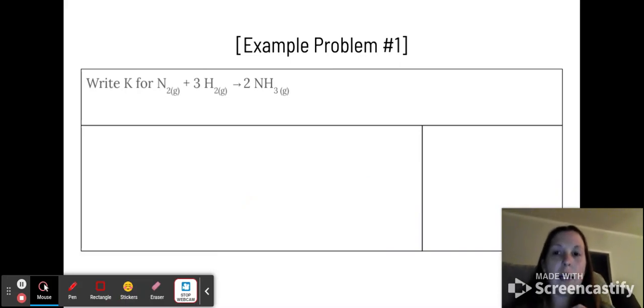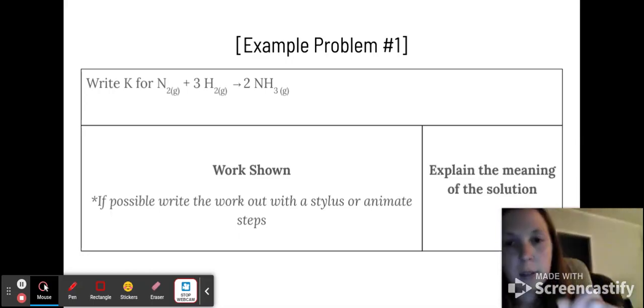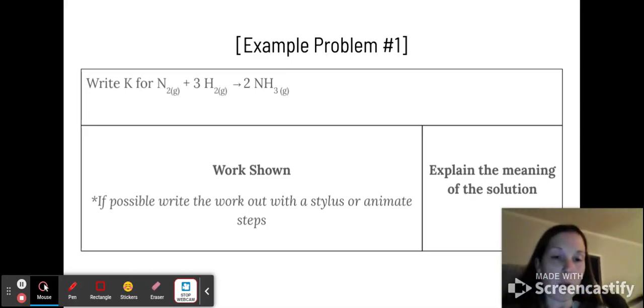So we need to write K for N2 gas plus 3H2 gas yields 2NH3 gas. Sorry, I don't know why I didn't put those on there. So I'm just going to write over this because I know I was going to write it.